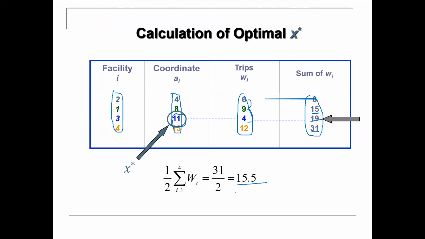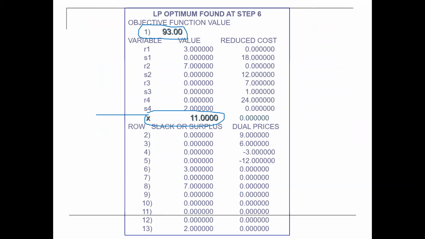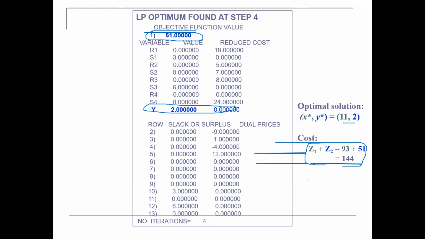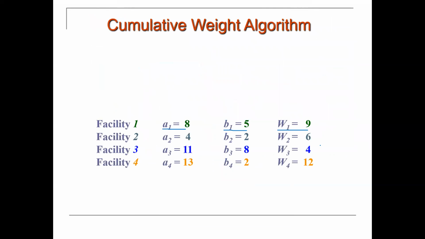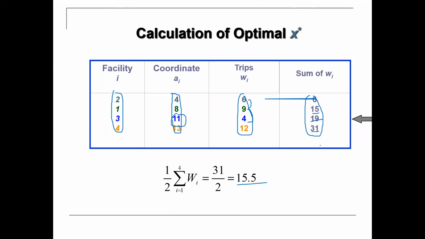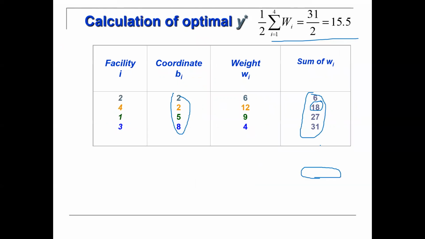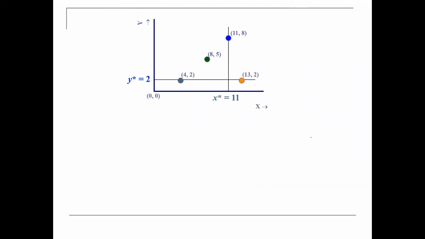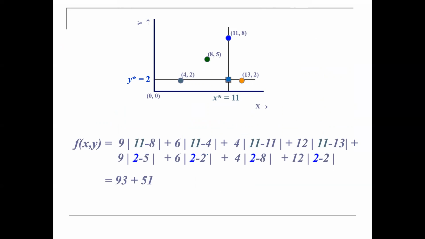As we found here, if you compare our solution, it's the same, 11 and 2. So this algorithm provides you with the optimal solution of the problem without having to use a computer program. So as we did for the computer software, this is going to be the same solution, 11 and 2. And the objective function value is equal to 144.